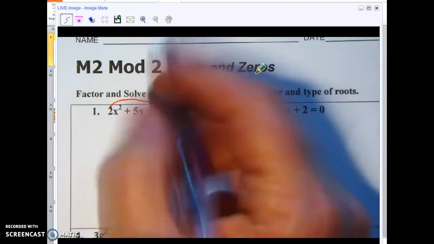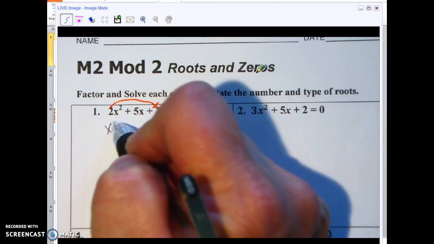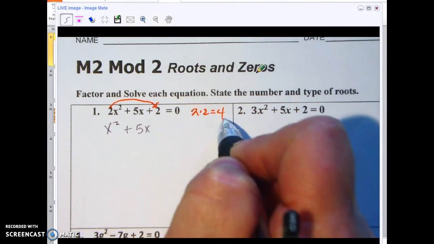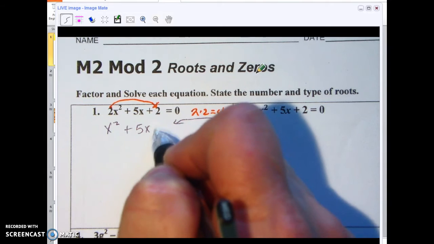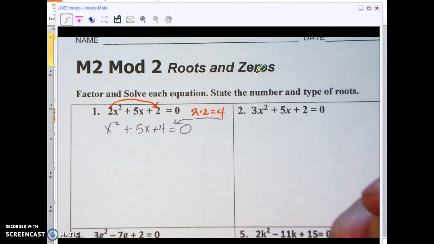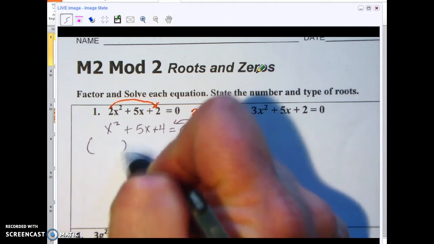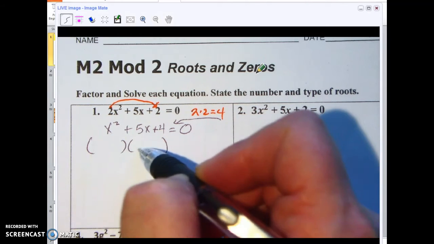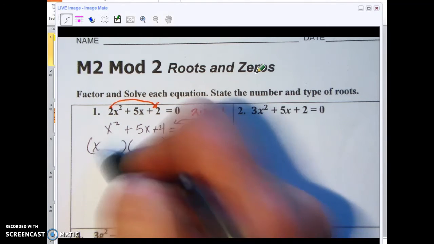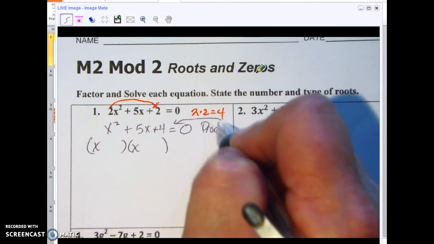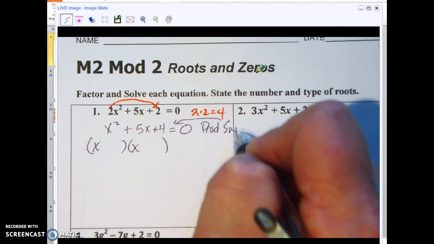Okay, so this now is going to be x squared plus 5x plus 4, and the 4 goes over here, and then it still equals 0. So we continue to write that equals 0. Now we factor. What times what do I put here and here to get x squared? Now my product and sum.